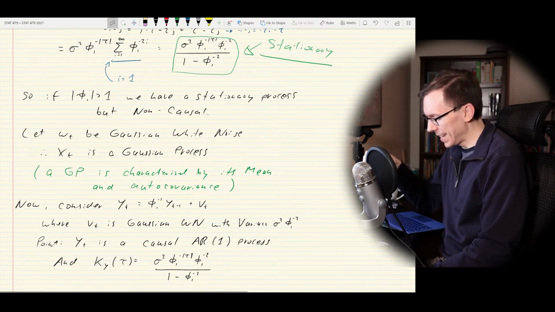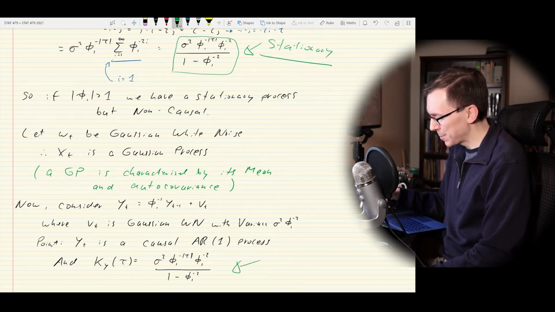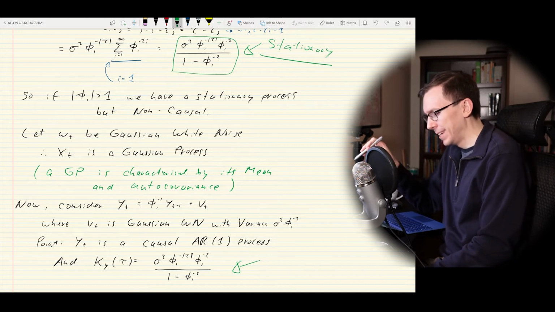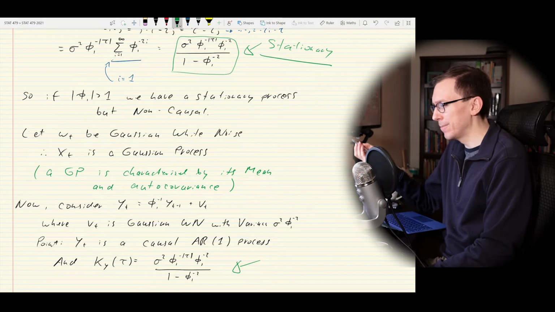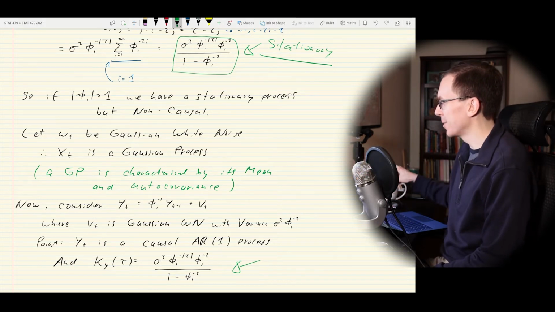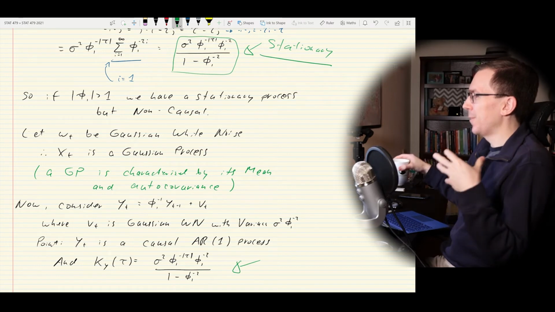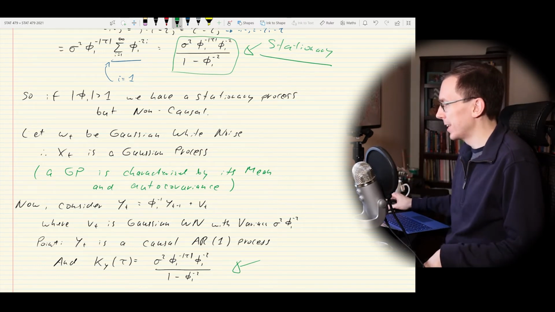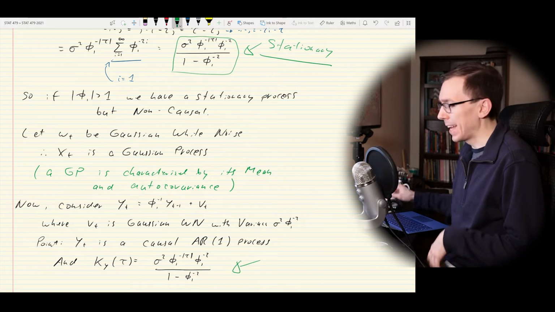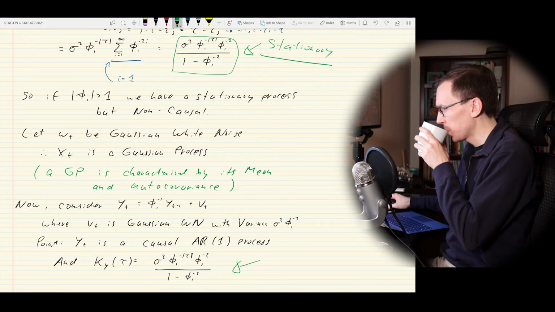So the point is that this process y is the same as this process x up at the top. If the white noise is Gaussian, they are equivalent, I guess stochastically equivalent, in the sense that they will have the same distribution for any finite collection of time points. And that would be, I guess, a multivariate Gaussian distribution.